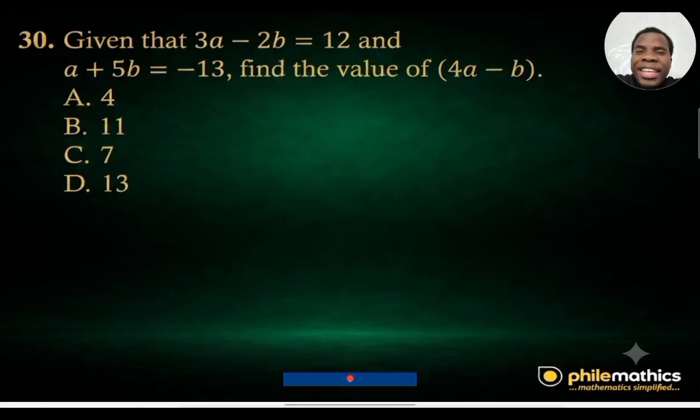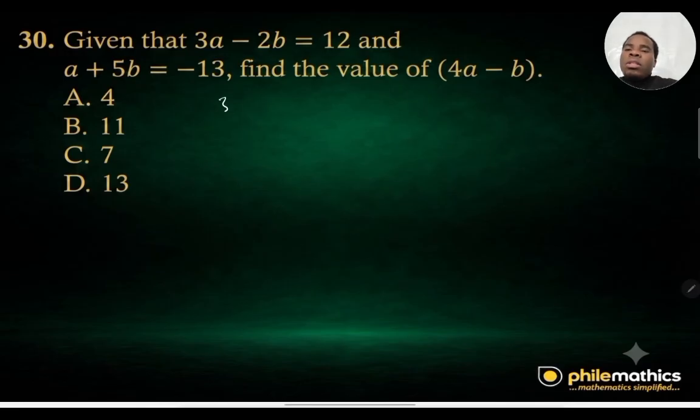This question simply tests our knowledge of simultaneous equations. It says, given that 3a minus 2b equals 12 and a plus 5b equals minus 13, find the value of 4a minus b.